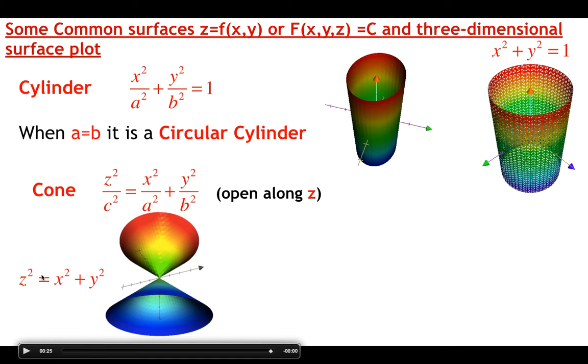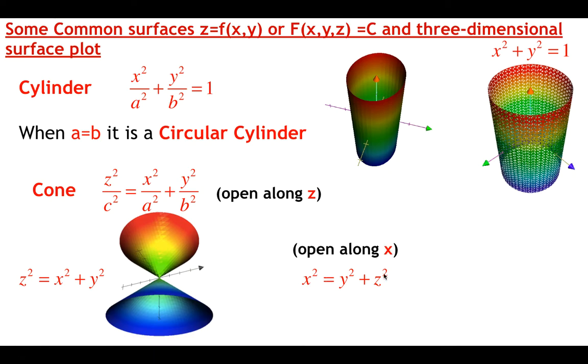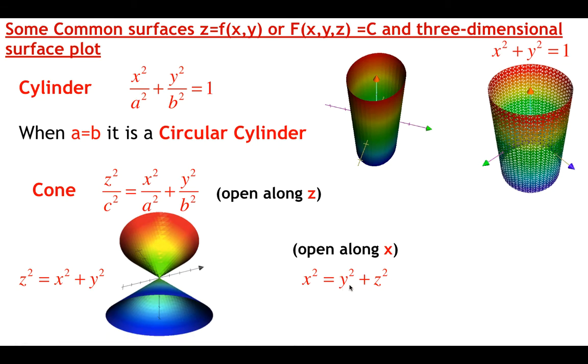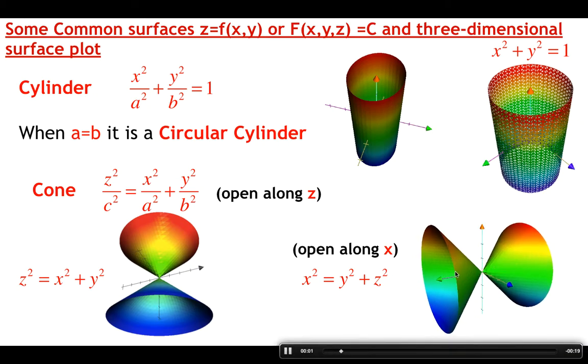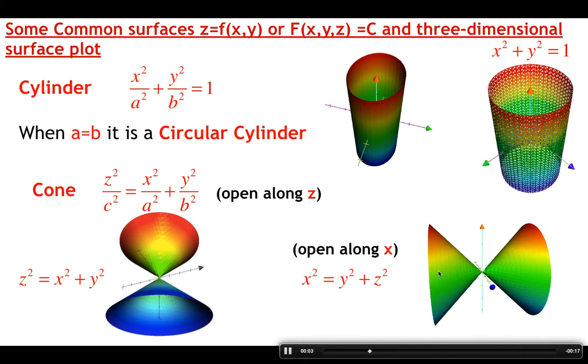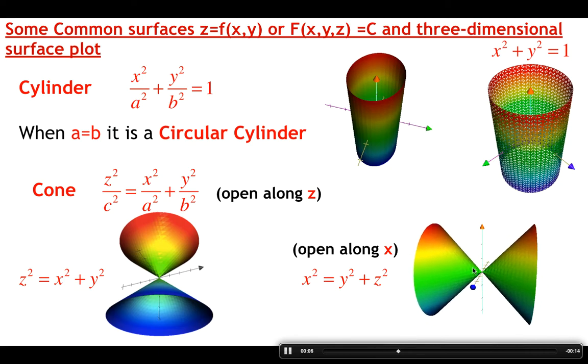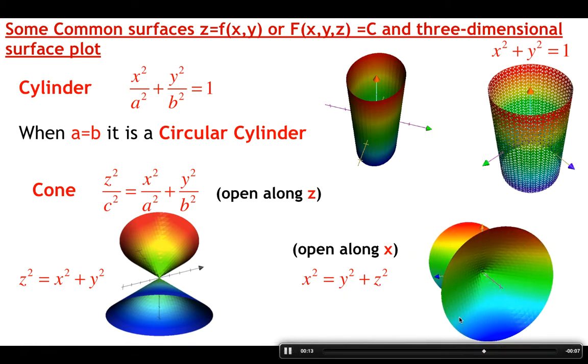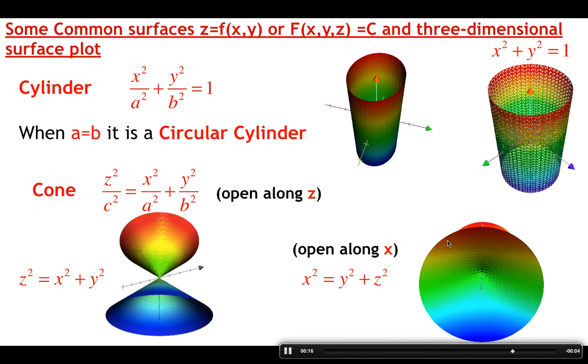This particular cone is for z square equal to x square plus y square, so it has a circular cross section here. And if we want to have one open along the x-axis, then we can write it in this way. Here I am defining only circular, but you can also define elliptical by dividing with a square and dividing with b square. So it will look like this. This is the z-axis, the x-axis, and this is the y-axis. So it is open along the x-axis, because x square is defined in terms of y and z. And it has a circular cross section.